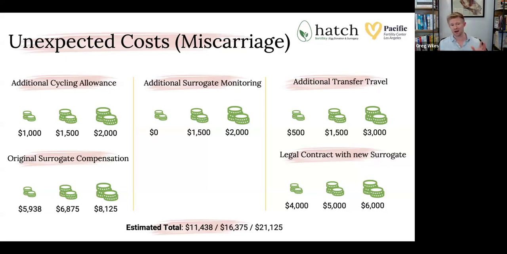So those costs I just talked about, 15 to 20,000 for a miscarriage. And certainly if it's later on, if we're talking about a 20-week miscarriage, we could be seeing $40,000 to $50,000, because you've already paid out more than half of the compensation to the surrogate. So these costs can be pretty great the more difficult the situation is.